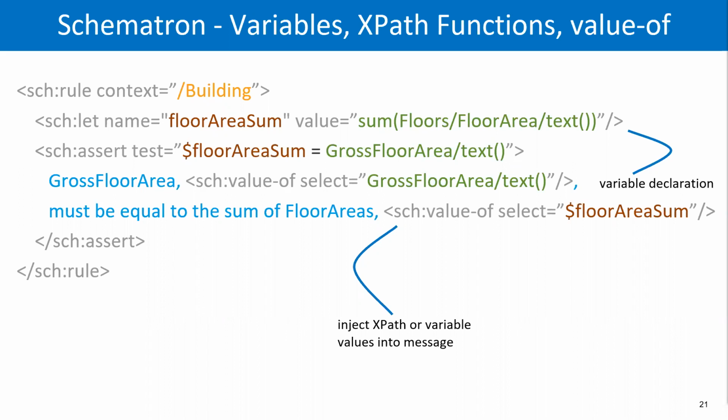And to make it nice for the user, we've provided this fancy user message. So we've said gross floor area, and then we inject the XPath value there. So we're going to grab the gross floor area and actually put it into the user message. It must be equal to the sum of the floor areas, which we can again use our variable by putting a $ sign in front of it. Next slide, please.